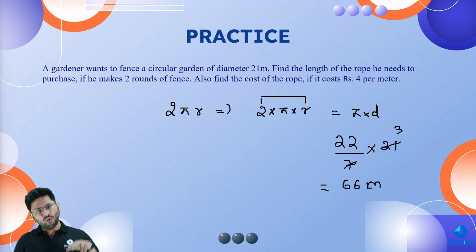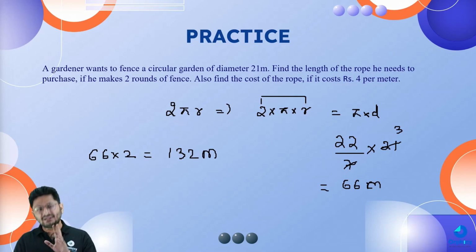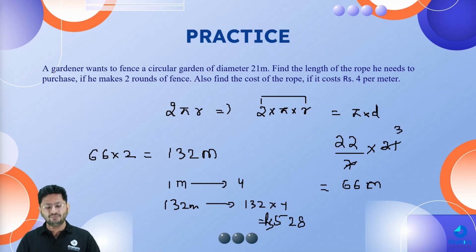अभी उसने 2 बार ये लेंथ कवर किया है. सो आई वुड से कि टोटल लेंथ ऑफ द रोप दैट शुड बी यूज्ड इज इक्वल टू 66 into 2. दैट इज इक्वल टू 132 meters. अभी ये बोल रहा है कि 4 रुपए का 1 मीटर आने वाला है. 1 meter cost ₹4. So 132 meters will cost 132 into 4. Correct है, which is 528 rupees. A total of 528 rupees will be spent on the fencing if I want to fence twice.